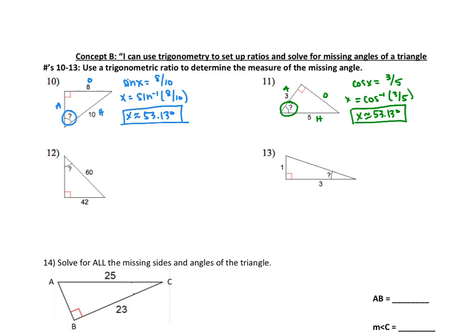Okay, number 12, circling my reference angle, labeling my sides. So this one I have O and H, which means I'm going to use sine. So sine x equals 42 over 60. So we use inverse sine 42 divided by 60. We get 44.43 degrees.